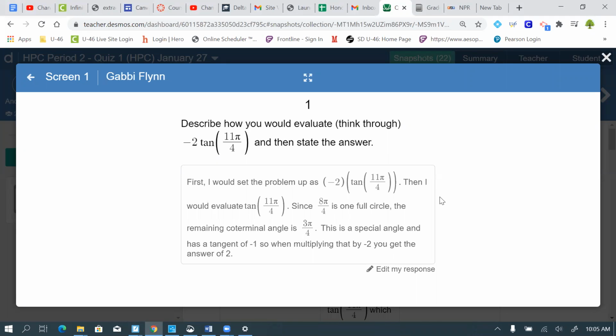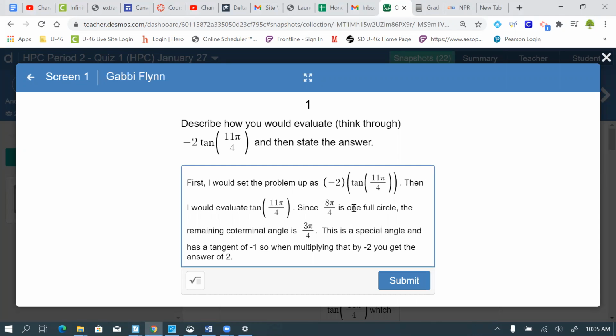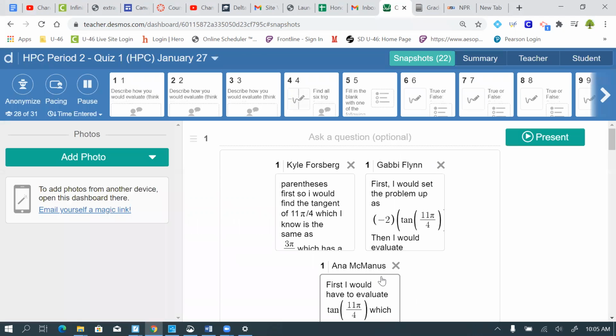Another one, Miss Flynn, is this one I like as well. More explanation, which I really appreciate. 8 pi over 4 is one full circle. That's correct. Thank you for putting that. Coterminal. And you multiply and you get that 2. That's great.